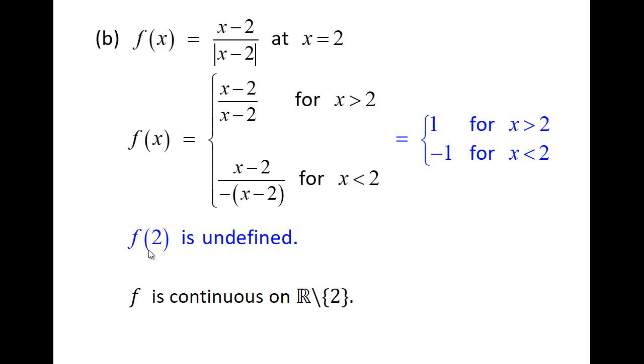So we see that f is discontinuous at x is equal to 2, but otherwise, if we look at the function, it will be continuous everywhere else. It will be continuous on the set of all real numbers except 2. So again, this symbol means that this is the set of all real numbers without 2.